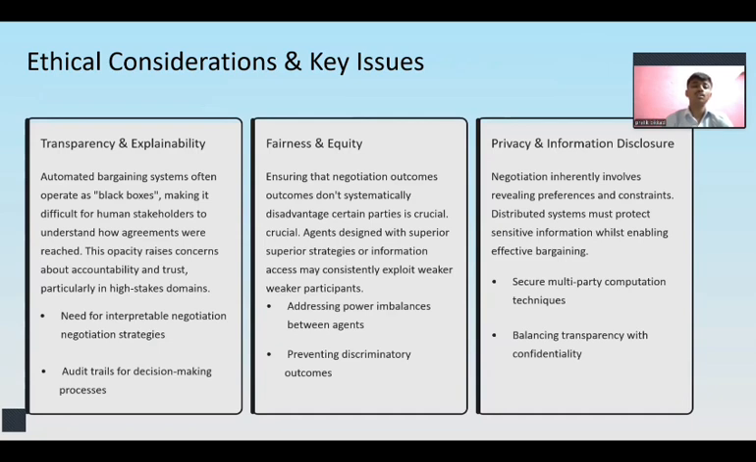Now we see the ethical considerations and key issues. First, transparency and explainability. Second, fairness and equity. Third, privacy and information disclosure.